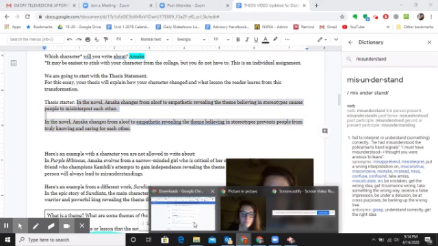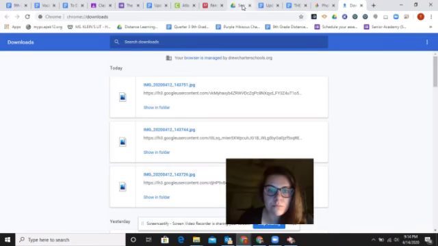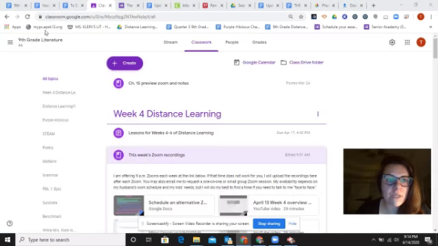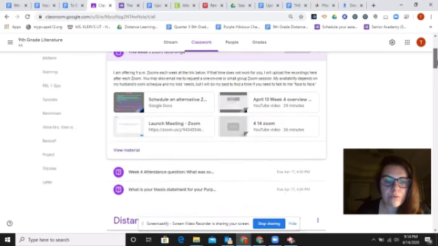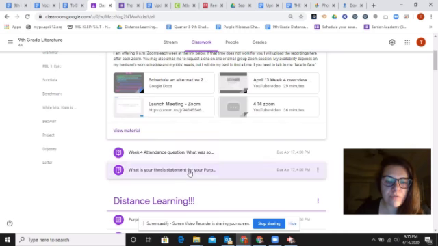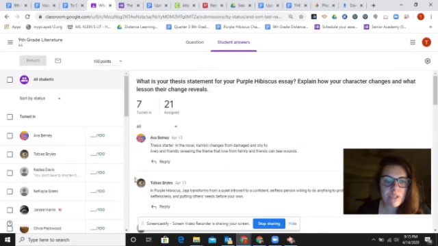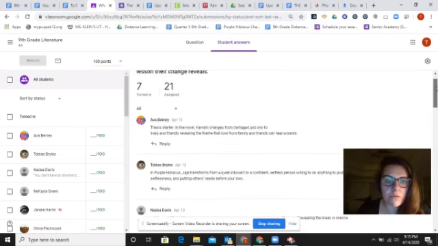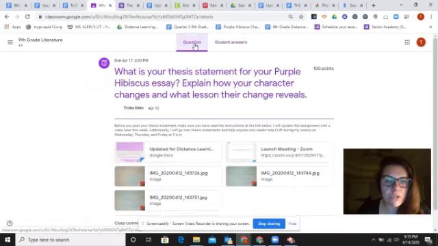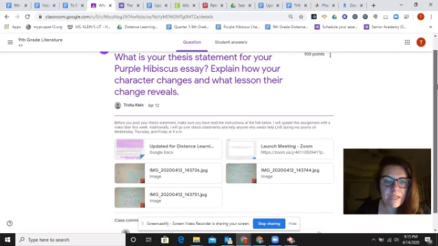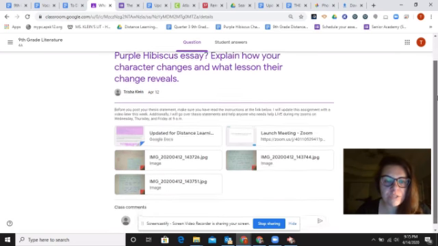Classroom. So many tabs, guys. So many tabs. So many windows. Classroom. Okay, week 4 distance learning. So here it is. What is your thesis statement for Purple Hibiscus? All right, so it's a question. Now, obviously, my screen looks different than yours because I'm not a student. But you can go to where it says question. What is your thesis statement from your Purple Hibiscus essay? Explain how your character changes and what lesson their change reveals.